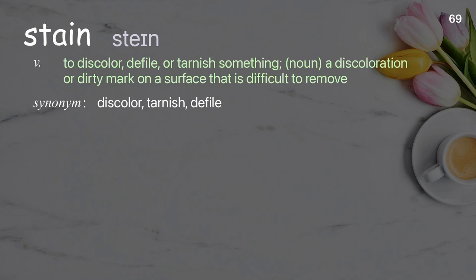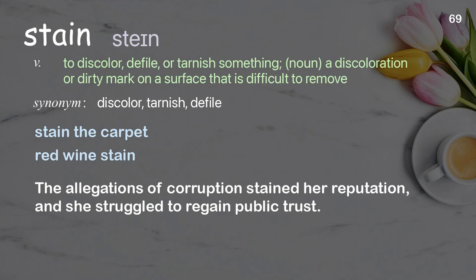Stain. To discolor, defile, or tarnish something. Noun, a discoloration or dirty mark on a surface that is difficult to remove. Examples: stain the carpet. Red wine stain. The allegations of corruption stained her reputation, and she struggled to regain public trust.